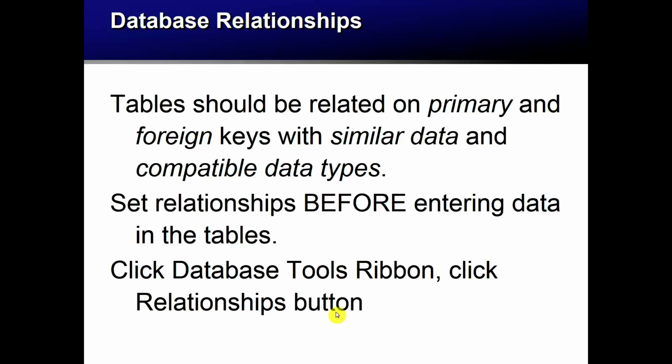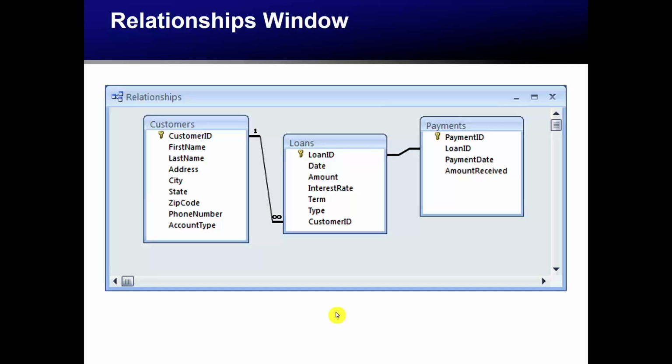To get to the Database Relationships window, you just go to the Database Tools ribbon and click the Relationships button. We'll see an example in a little bit. Right now is a screenshot of what this relationships window looks like, and you'll see this is a database made up of 3 tables: customers, loans, and payments. And you can identify the primary keys in each table pretty easily. The customer ID in customers, loan ID in loans, and payment ID field in the payments table are the primary keys as indicated by the key next to it.